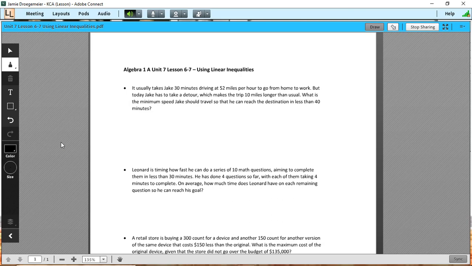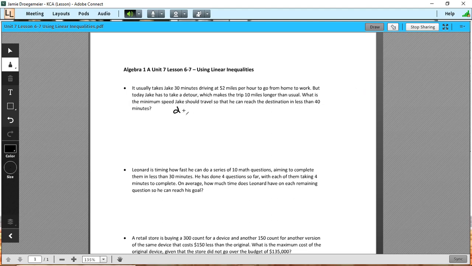It says that it usually takes Jake 30 minutes driving at 52 miles per hour to go from home to work. But today he has to take a detour. It's going to make his trip 10 miles longer than usual. So what's the minimum speed that he should travel so that he can reach that destination in less than 40 minutes?